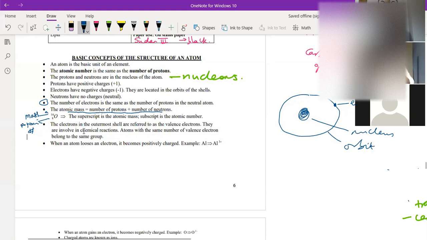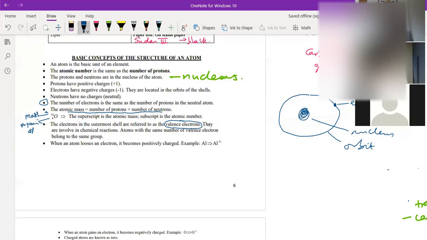Now the electrons in the outermost shell are referred to as the valence electrons. So when I say valence electrons, we're talking about the electrons in the outermost shell. I'm going to explain that again. Okay. And they are involved in chemical reactions, right? Now, atoms with the same number of valence electrons belong to the same group. So we take group one on the periodic table, you all have the same number of electrons on the outside. Group two on the periodic table, same number of electrons on the outside, and so on.